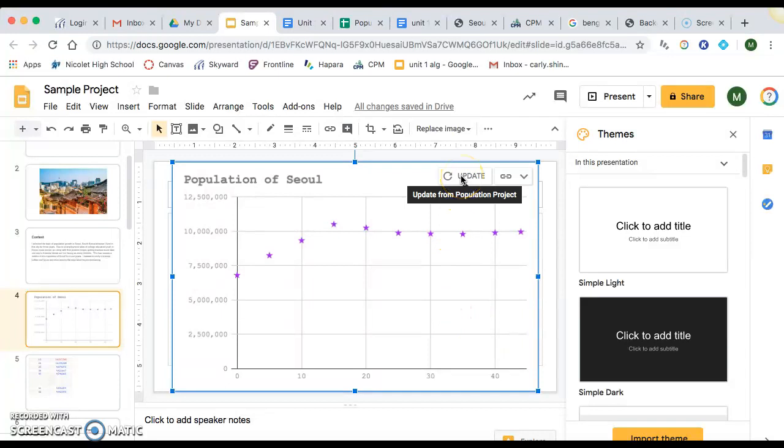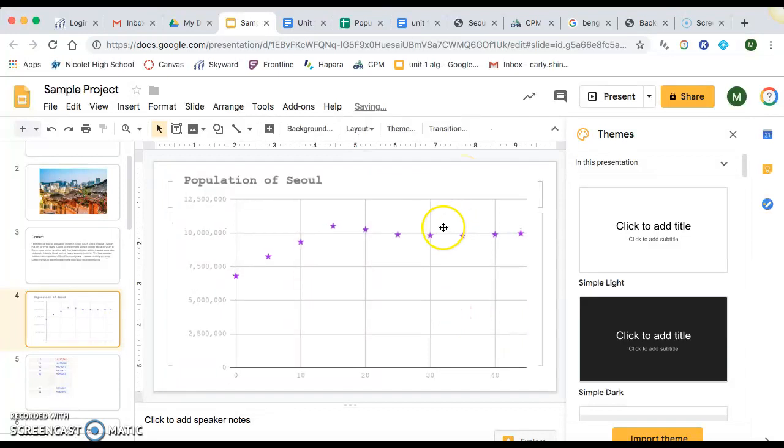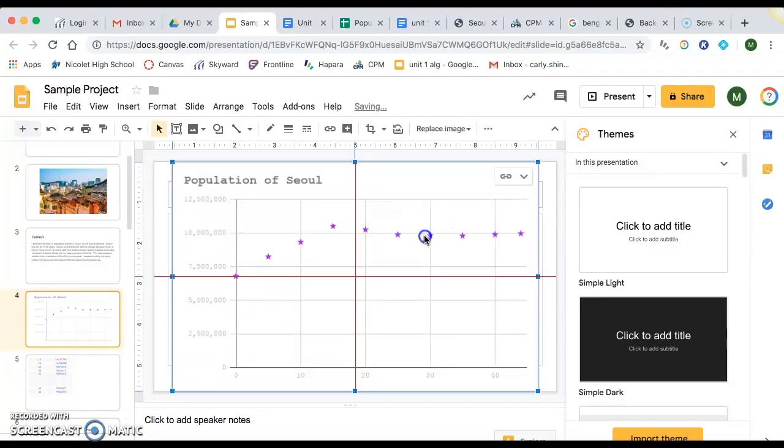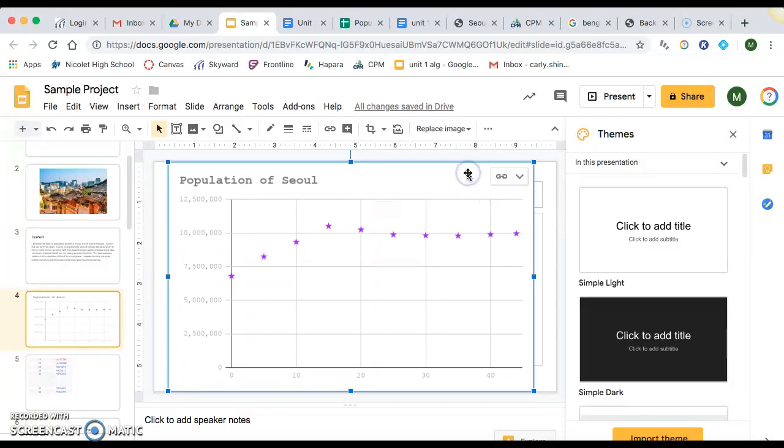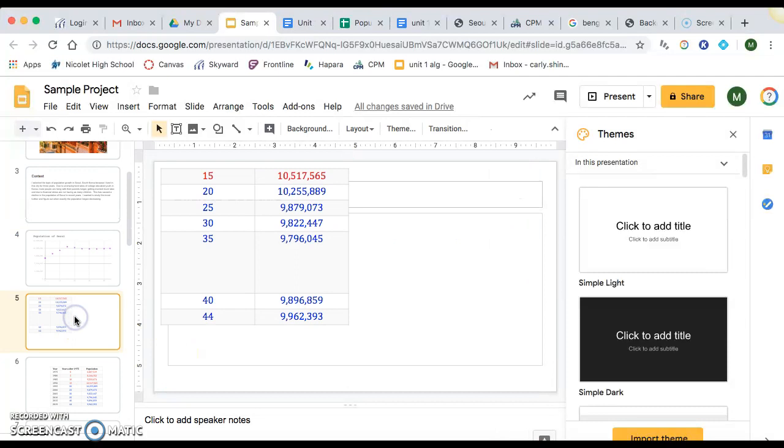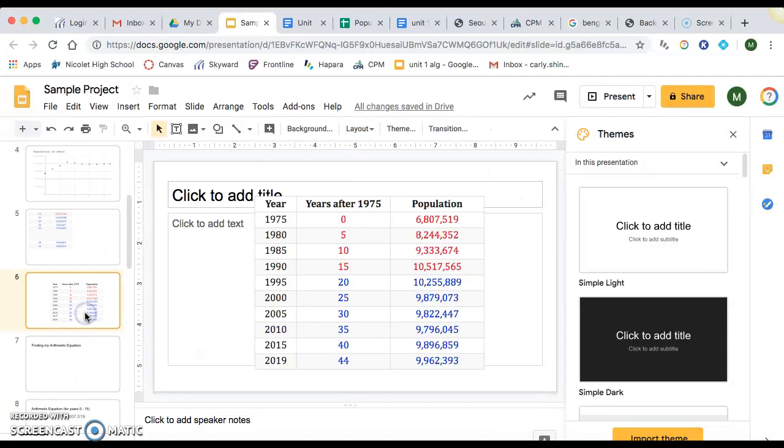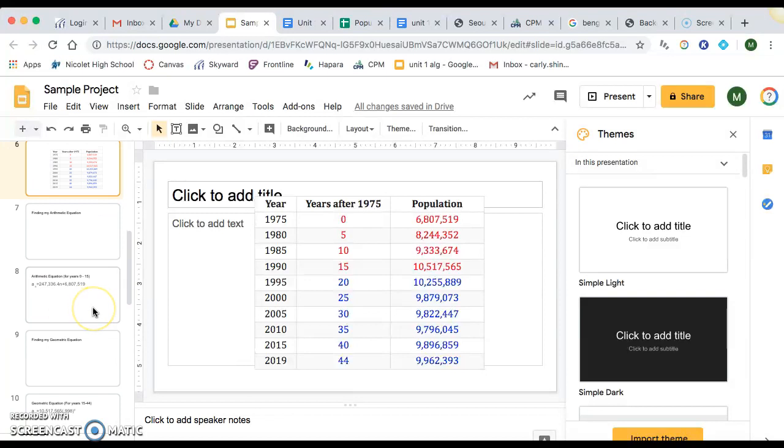But see this little update button? That's kind of cool because if you did edit this graph at all, when you press update, it will update it for you. So that's really cool. Here's my data table. This is also what you should include in your final presentation.